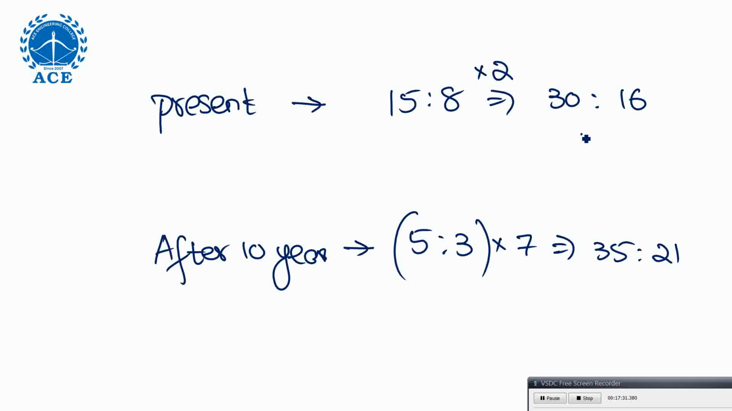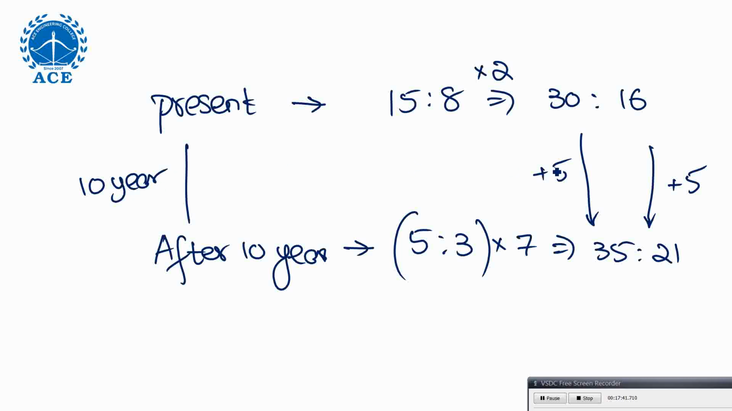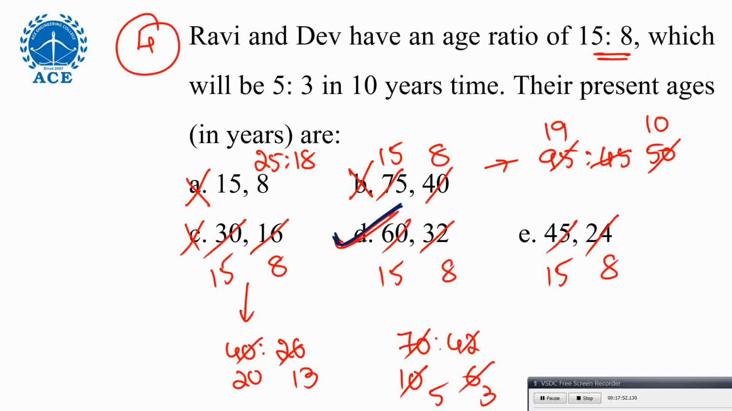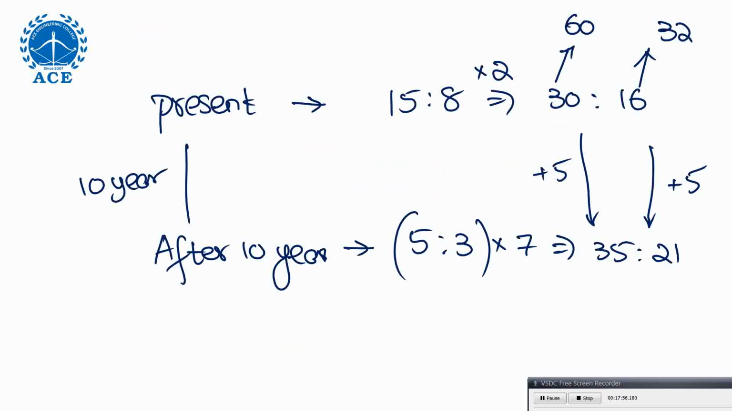What's the difference now? 5. Now here 10 years means a ratio of 5 means 10 years, double. So 30 means 60 is the percentage, 16 means 32 is the percentage. So what is the percentage? It is 60 and 32. It's not easy here.